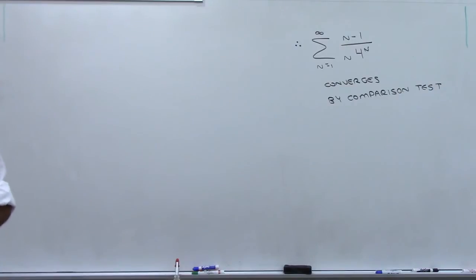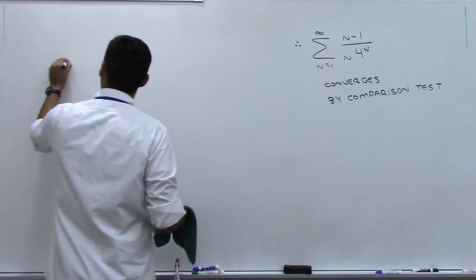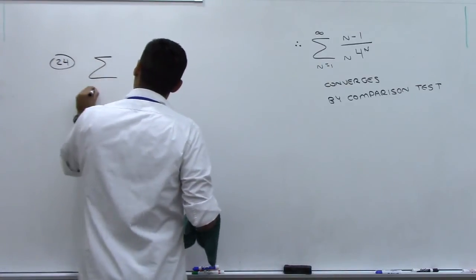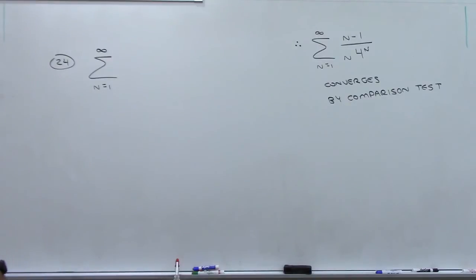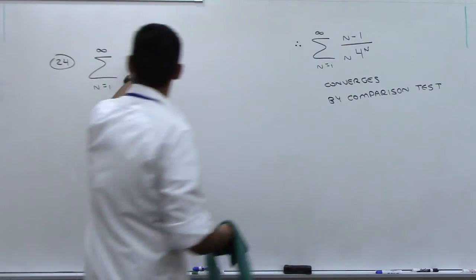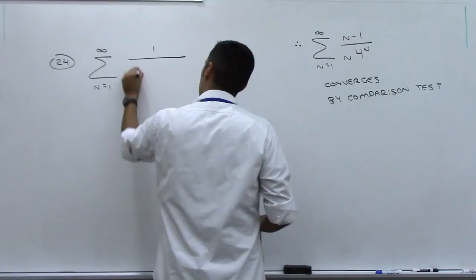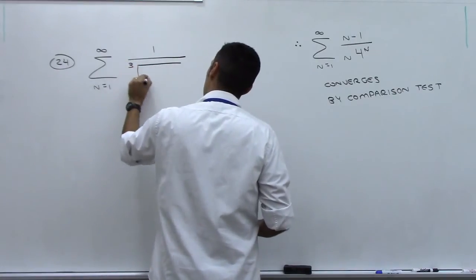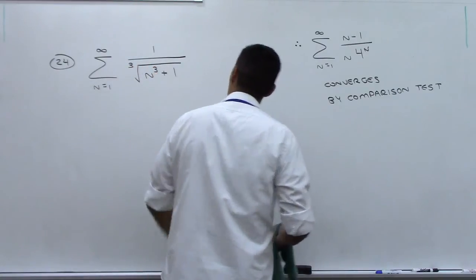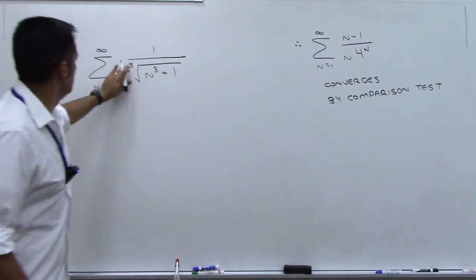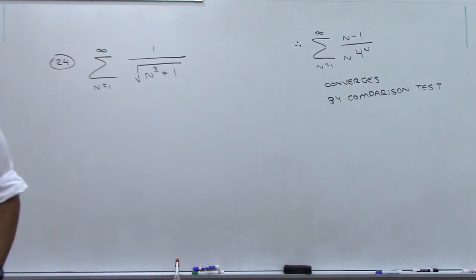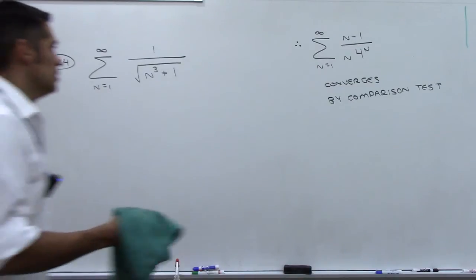Okay. Sum n equals 1 to infinity of 1 over the cube root of n cubed plus 1. Is that right? Oh, square root. Square root. All right. This one looks a little troublesome.